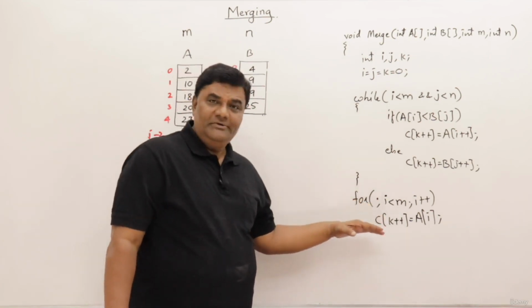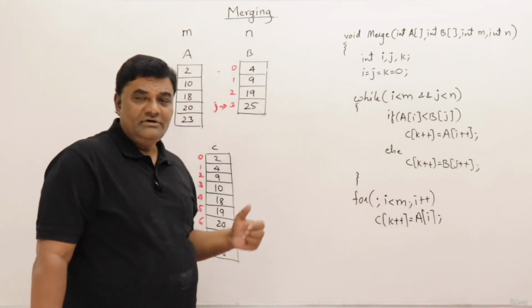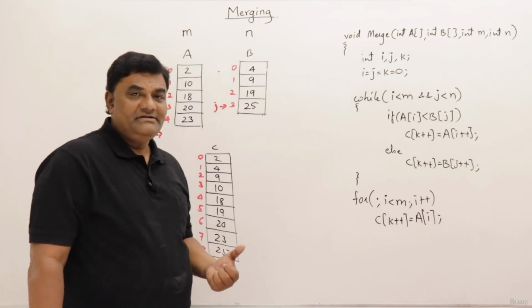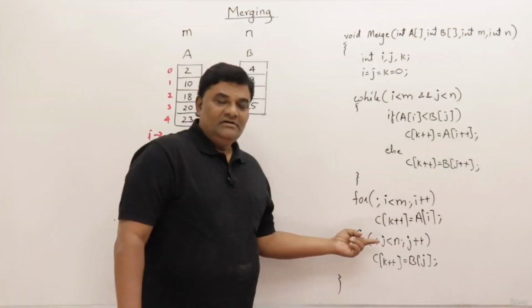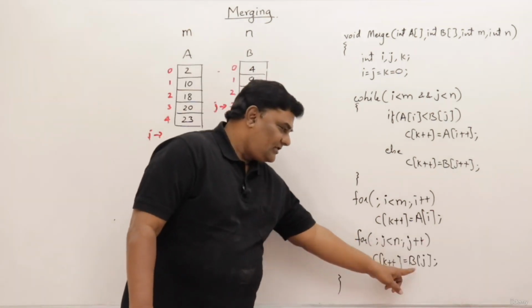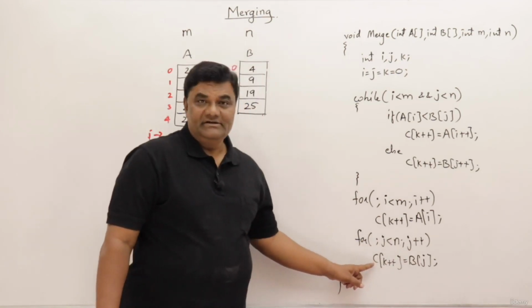Then similarly, I should copy all the elements from the B array also. If there are any remaining elements in B, they will be copied. This for loop will copy all the remaining elements from array B to array C.